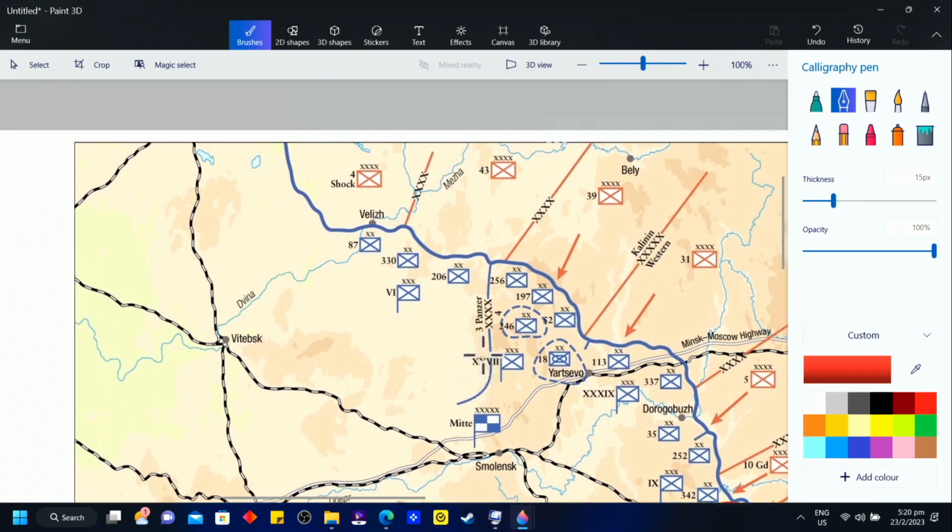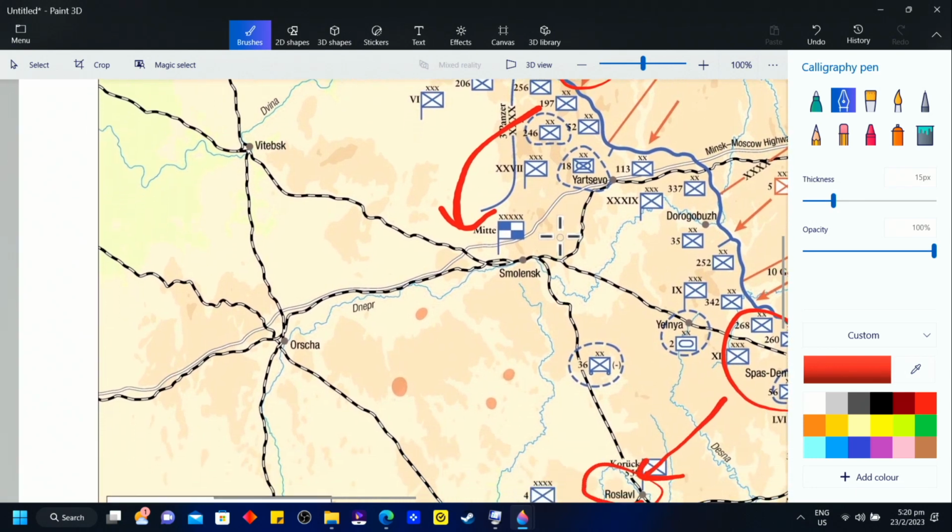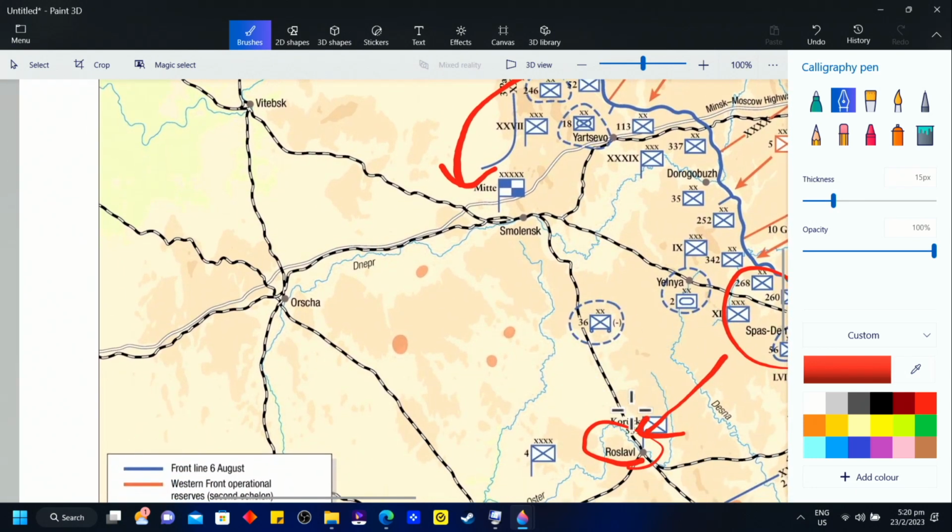Then Kalinin Front will, I believe this is the supporting attack from Kalinin Front. From here, Kalinin Front will provide a supporting attack against the north of Smolensk. After you capture Yartsevo, you will move north and do a huge encirclement of the German defenses at Smolensk.